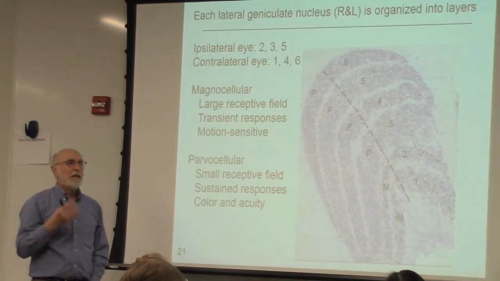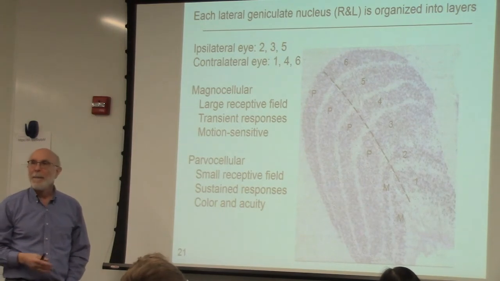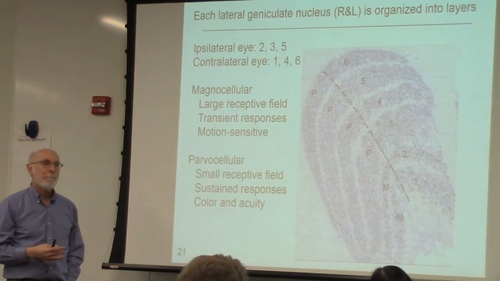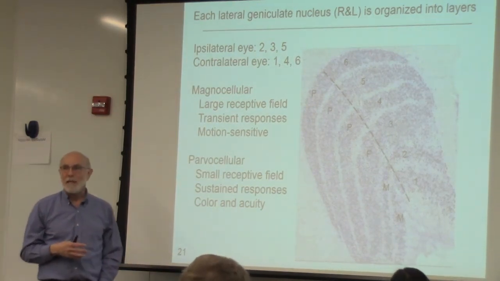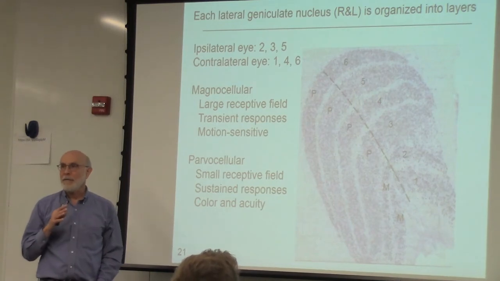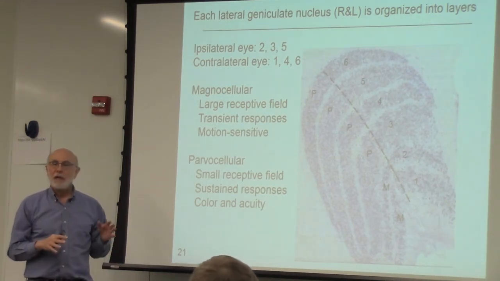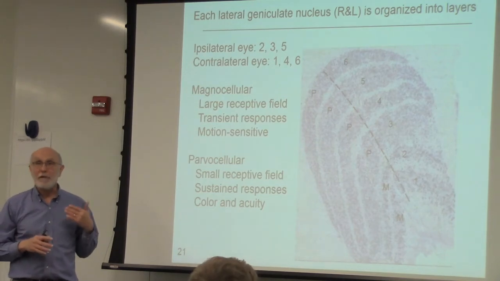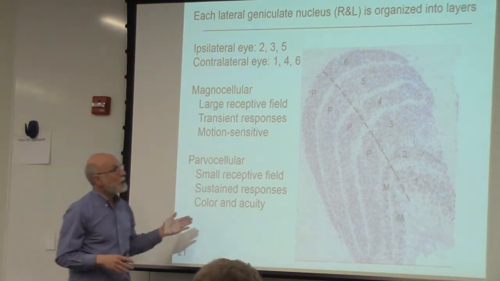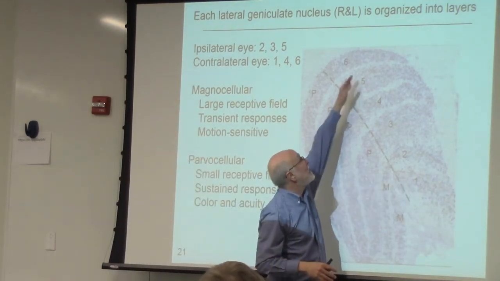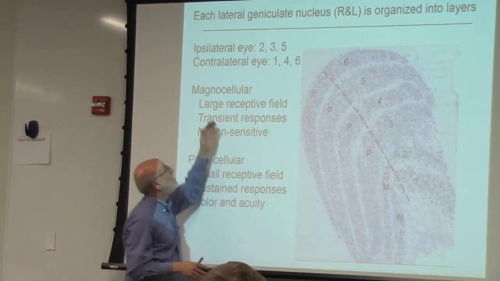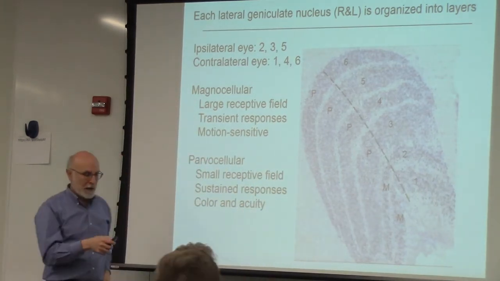The lateral geniculate nucleus is organized into layers. I don't need you to memorize the organization of the lateral geniculate nucleus. So now I'm going to tell you stuff that you don't have to know. The lateral geniculate nucleus is organized into 6 layers. Now remember, let me go back to the previous slide.